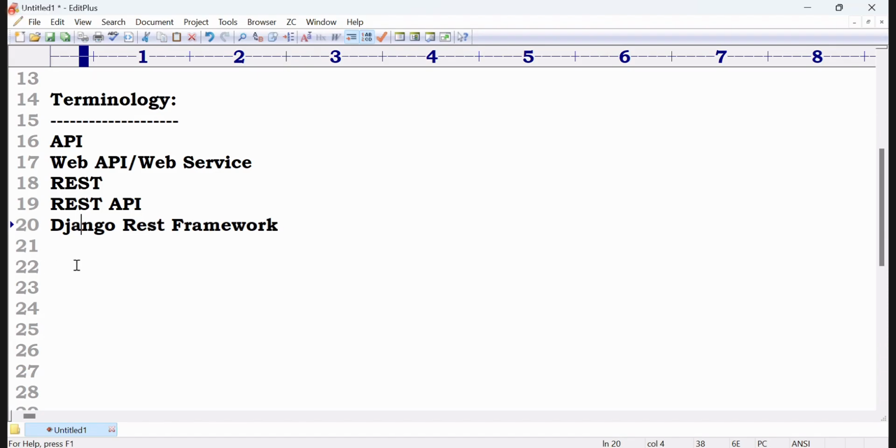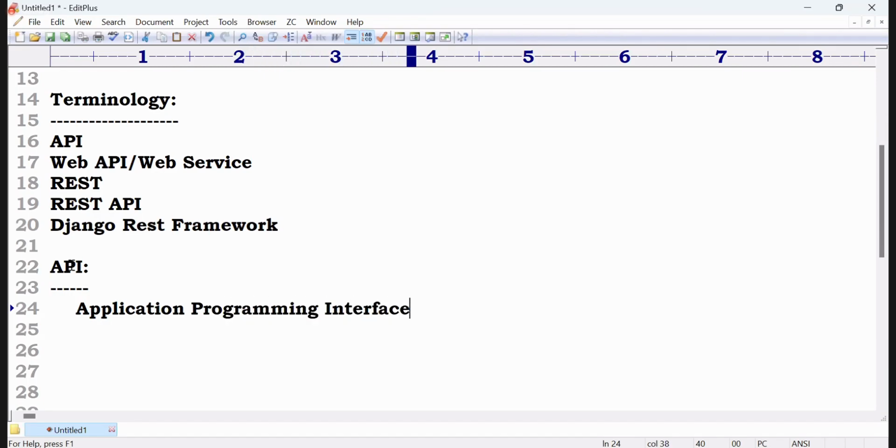First of all, what is API? Maximum people know this definition, the full form. What is the full form of API? Everybody knows that: Application Programming Interface. Sir, what is an application? The main objective of API is, if there are 2 applications and I want to provide communication between those 2, then API is required.